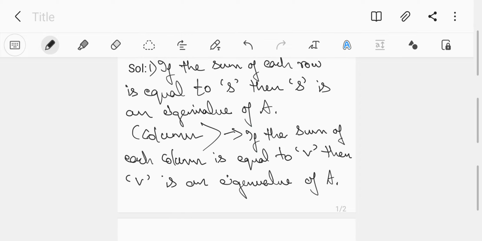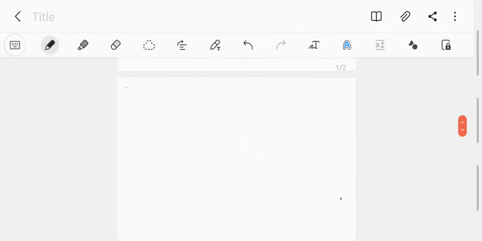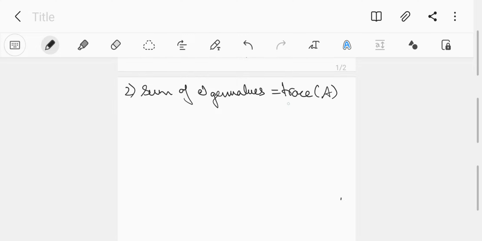Now let us see the second rule. The second rule is that the sum of eigenvalues is equal to the trace of A. What is trace? Trace is nothing but the sum of the main diagonal entries. That is nothing but the trace. So we will use these two rules and we will find the solution to this given problem.